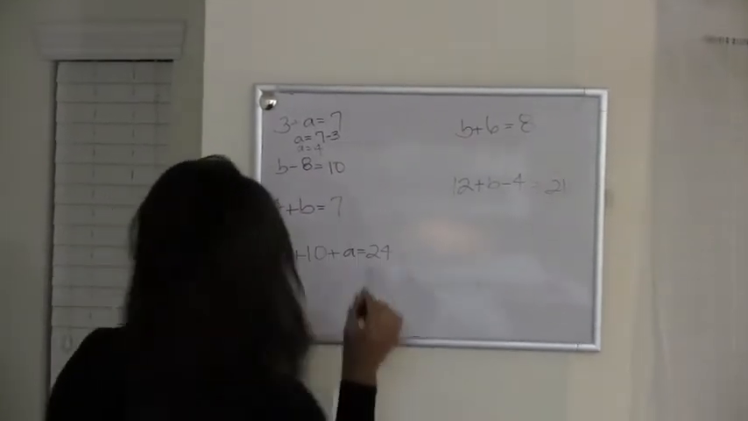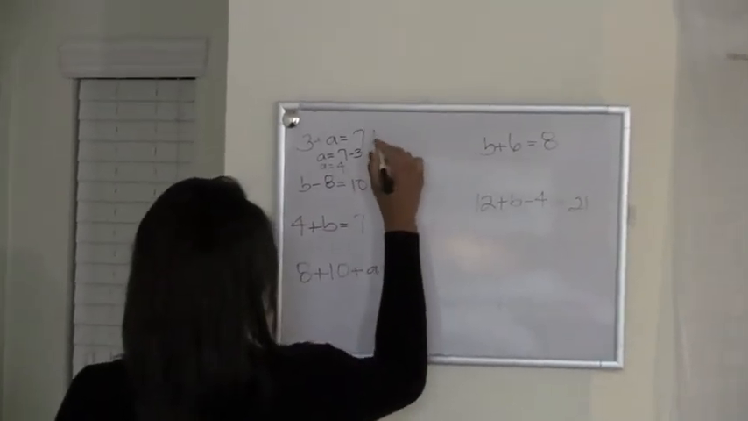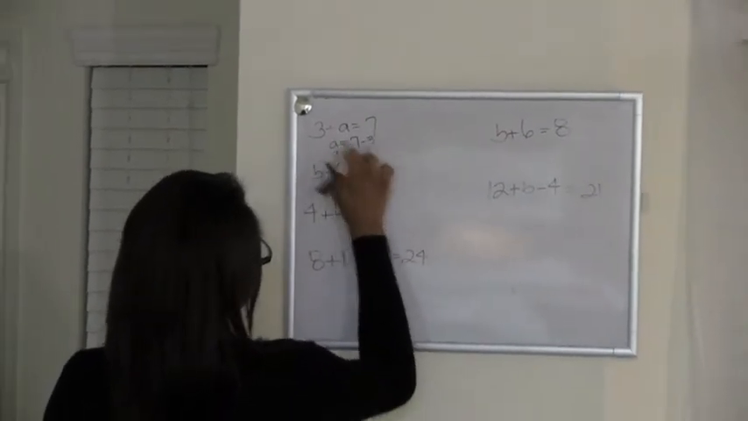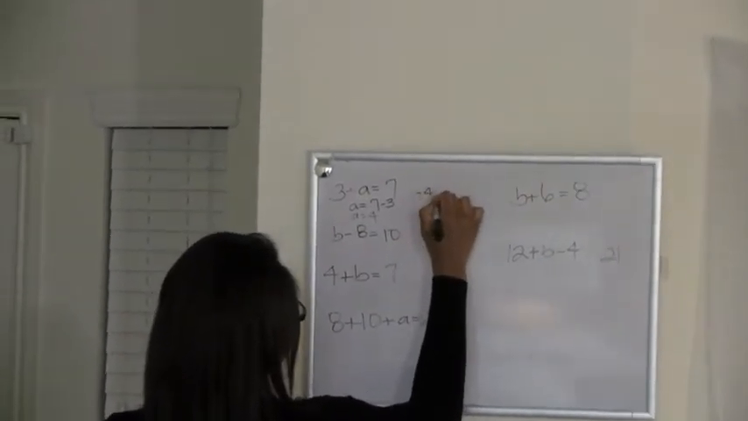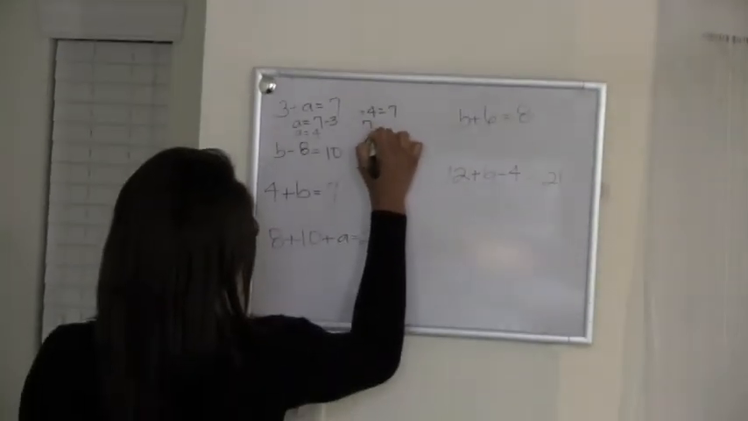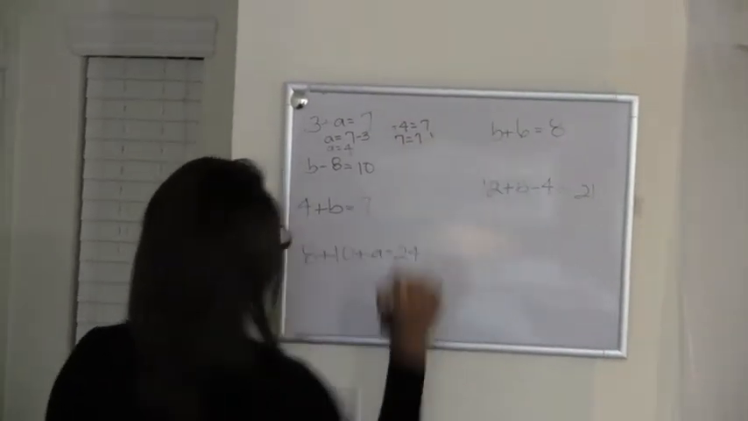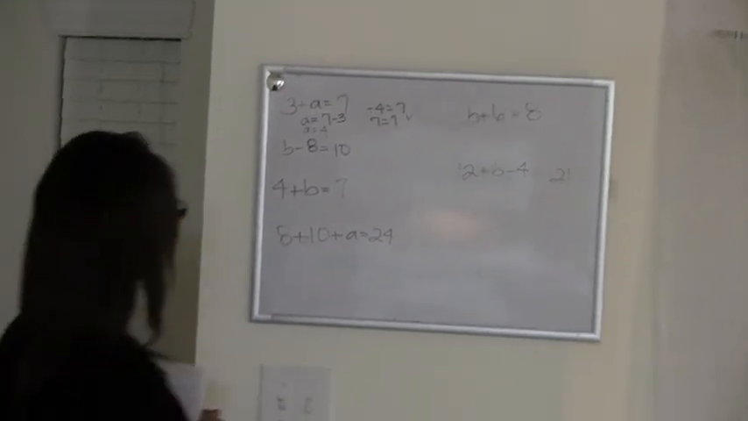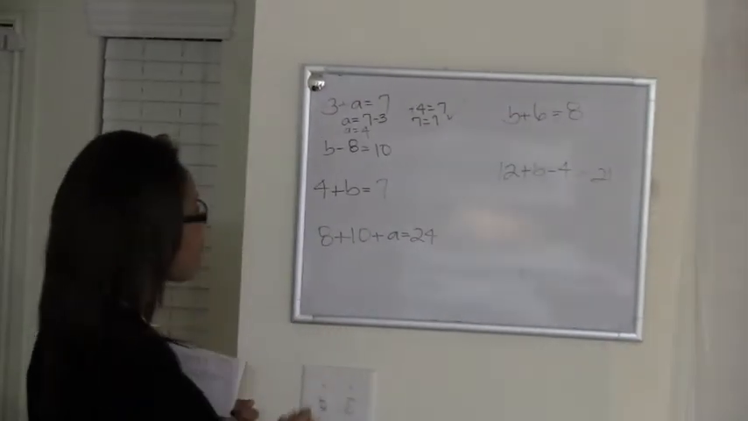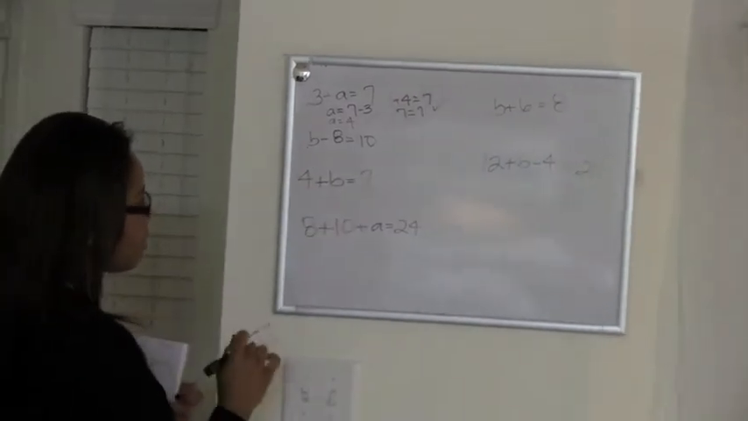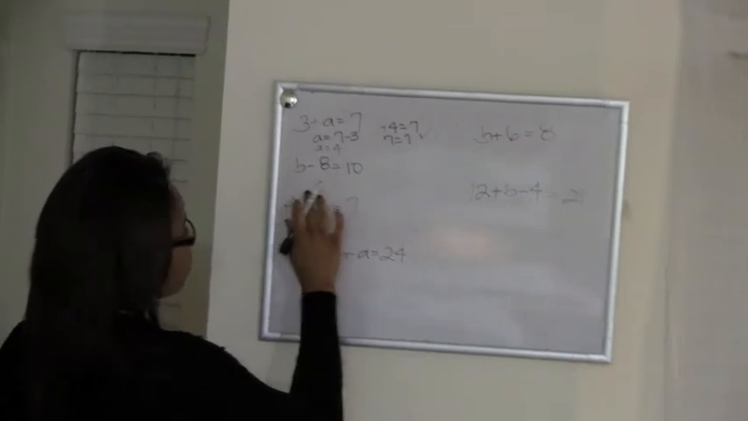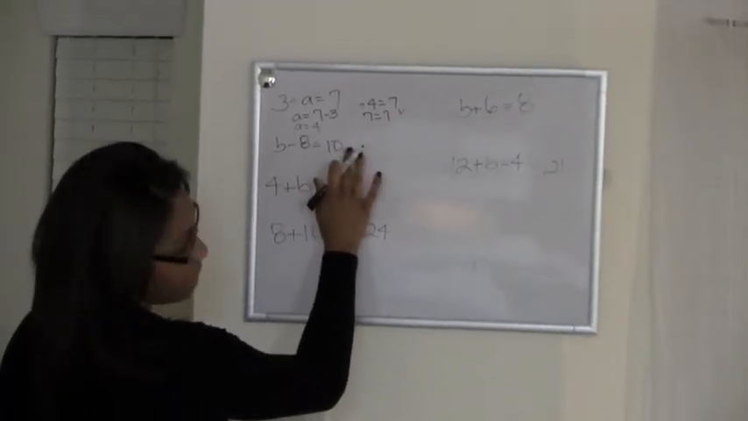And then to check your answer, you plug in the 4 for the a: 3 plus 4 equals 7. 7 equals 7, so that balances out your equation. See what I'm talking about? Okay, this one next, we have b minus 8. So to start balancing out the equation, you would want to add 8 to both sides.